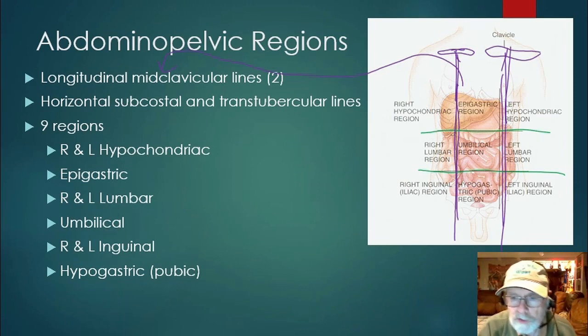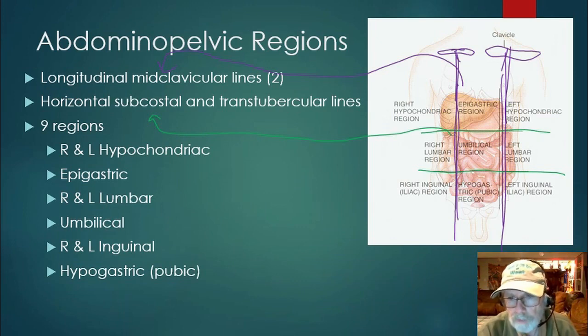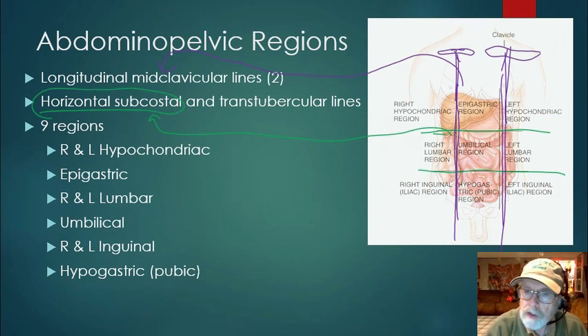My next 2 lines are a little bit less sure, okay? This one up at the top is called the horizontal subcostal line. Sub means below, costo means rib. So where the bottom of the ribs are, if you feel the sides, you feel where the ribs are at the side. I take the lowest portion of the ribs on the right side and the lowest portion of the ribs on the left side and make a line straight across there. And that's my horizontal subcostal line.